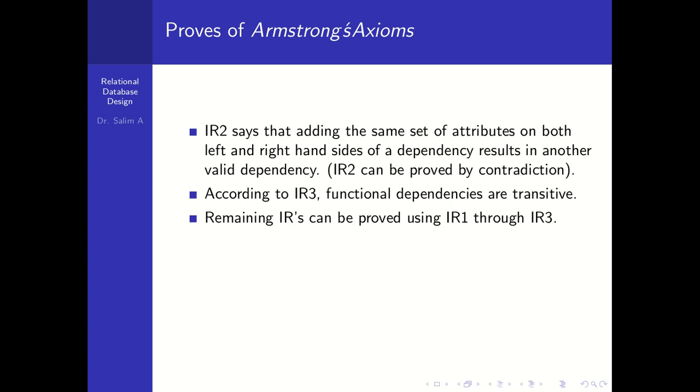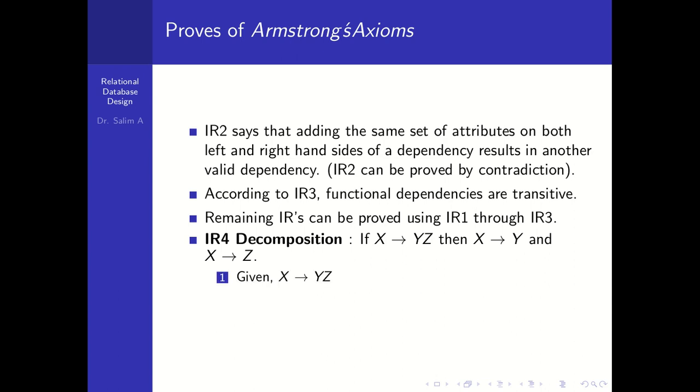The remaining inference rules can be proved using IR1 through IR3. That is, by the application of IR1 to IR3, the remaining three rules can be proved. What is the fourth one? Decomposition. The decomposition rule is: if there is an FD, X determines YZ, then you can say X determines Y and X determines Z. This is the fourth rule, or the decomposition rule.